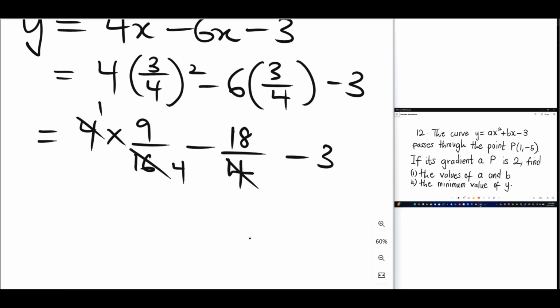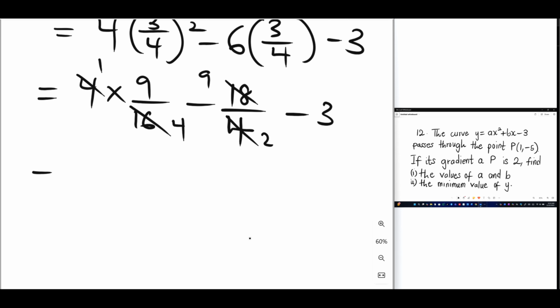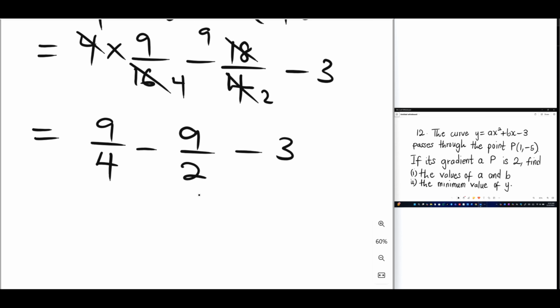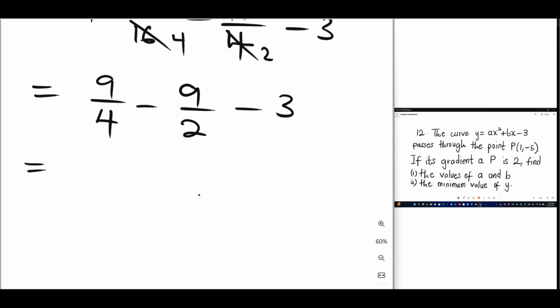All right. Here 2 divides 4, we get 2. Then 2 divides 18, we are going to get 9. All right. So here we are going to get 9 divided by 4 minus 9 divided by 2, then all minus 3, all right? So we can now find the LCM. The LCM will be 4.